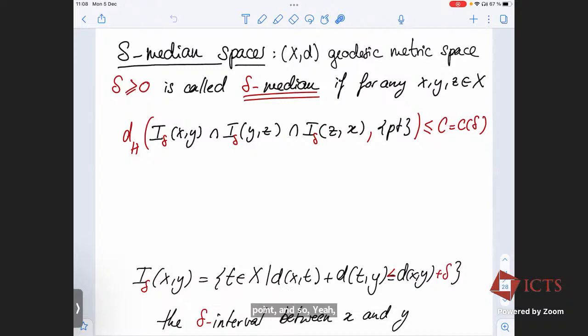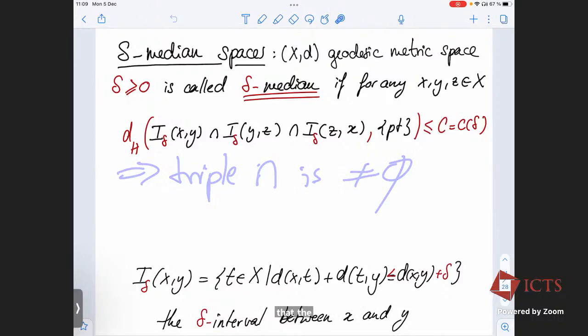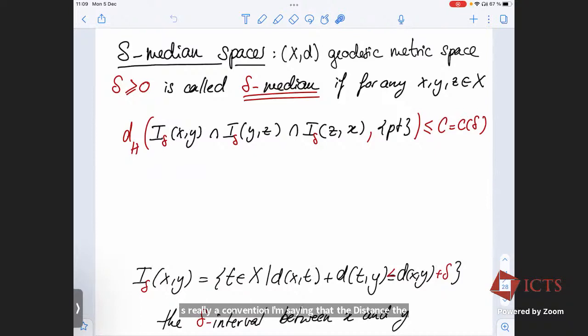of median space. Here, I'm going to say that this implies that the triple intersection is non-empty, but this is really a convention. I'm saying that the Hausdorff distance from the empty set to anything is infinite. So anyway, delta median. So that means that I want the triple intersection to be non-empty and uniformly bounded in terms of delta and not in terms of x, y, z.